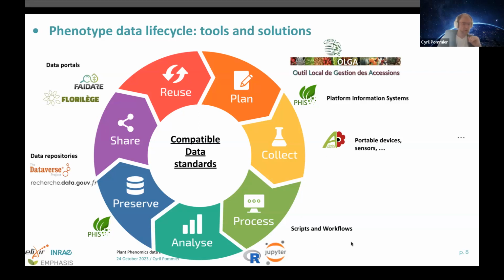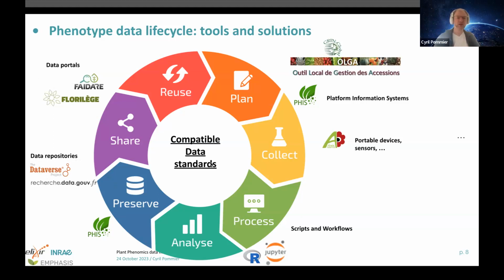Scripts and workflows, which are very community dependent. And finally, the very important part of preservation and sharing, which goes through both data repositories, such as Dataverses, through the Recherche Data Gouv instance, and through data portals, such as Feeder and Florilege. I'll get into more details on those.